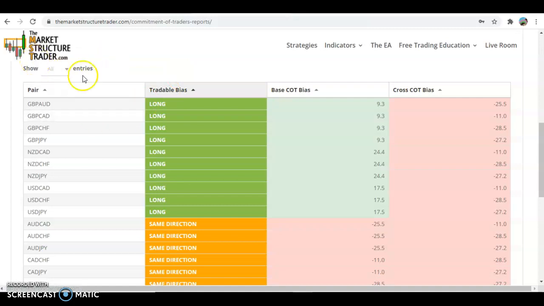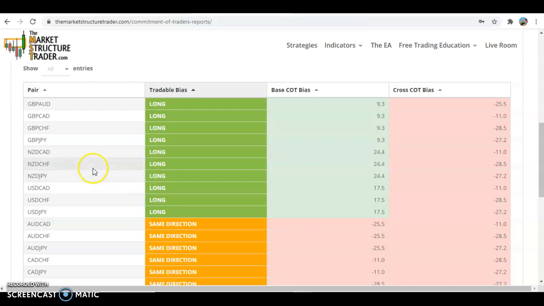Today we want to start off with the market structure trader CLT report. This CLT report is the bias for the current pairs. My best way to explain this is for the pairs that say long, we're long. For the pairs that say short, we're short. Any same direction pairs, we don't trade for the moment.